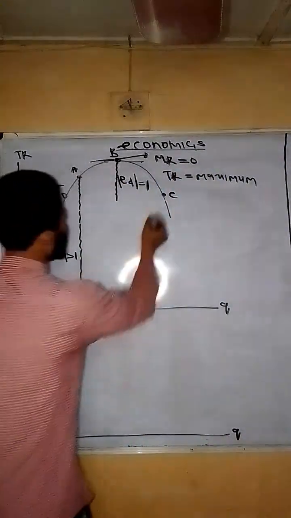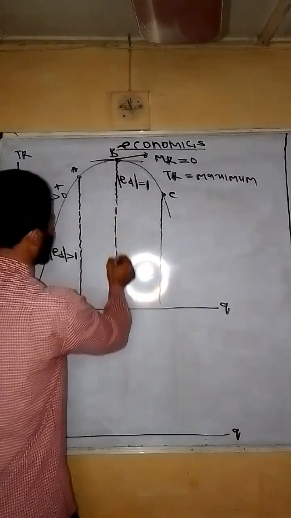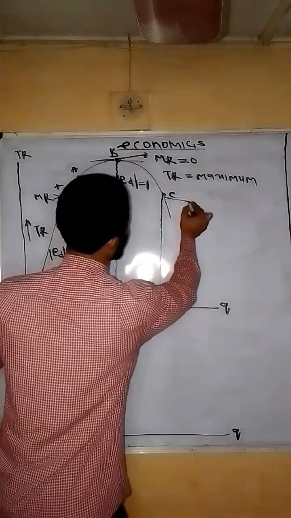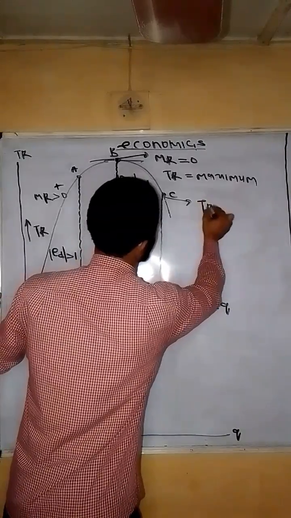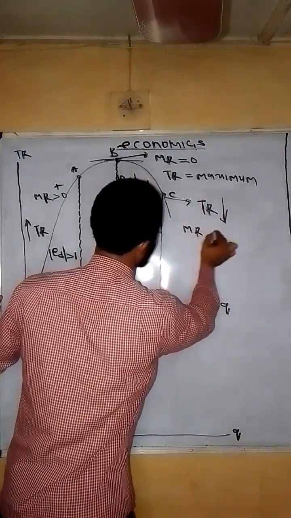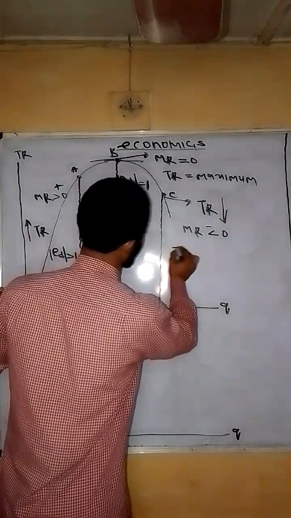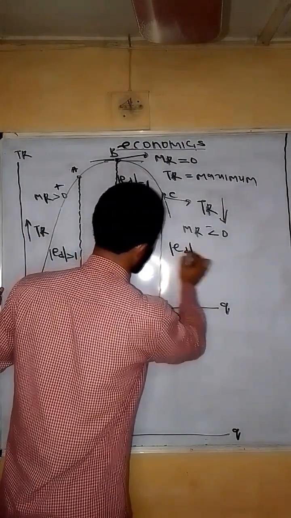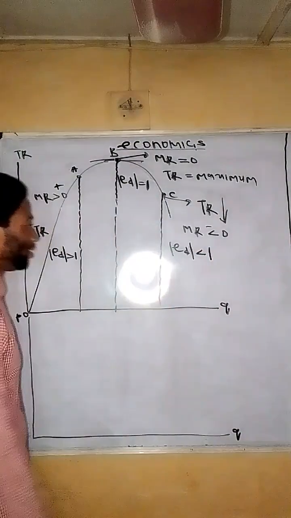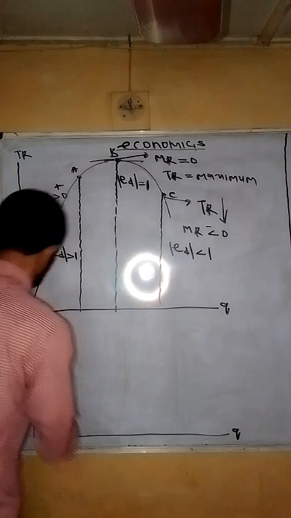Please take note. This particular point you are seeing, if you can see, total revenue is falling, MR is less than 0, marginal revenue is negative. We are going to discover that at that same point, demand is what? Inelastic. ED is less than 1. Now, let us see the implications of this on this demand curve.